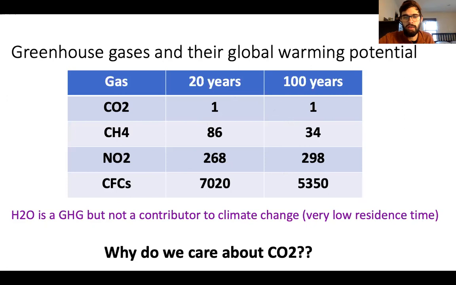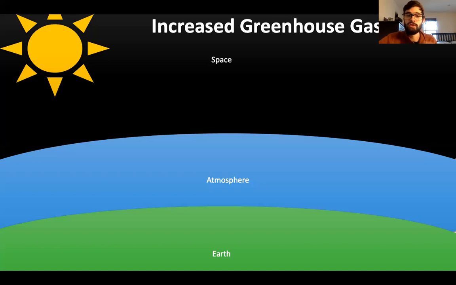And also, you might be wondering, well, why do we care so much about CO2? The numbers are so low compared to these other molecules. Well, the reason for that is because the amount of CO2 we're putting into the air is much higher than the amount of methane or nitrous oxide we're putting into the air. We're putting so much CO2 in the atmosphere that it's actually having a pretty big impact despite its low global warming potential. Not to mention that it has a very high residence time, meaning it hangs around in the atmosphere for a while. So what happens when there's too much greenhouse gases in the atmosphere?